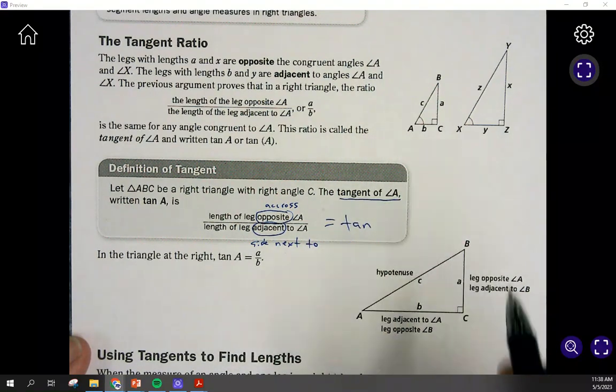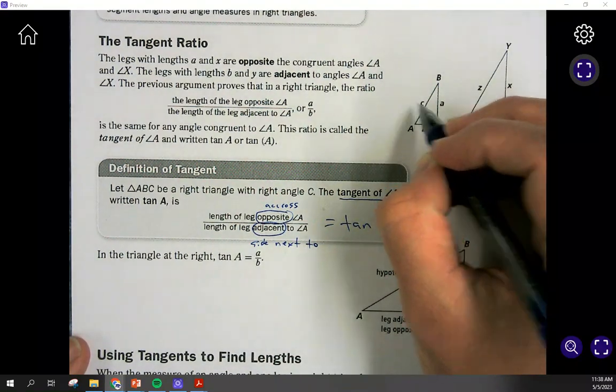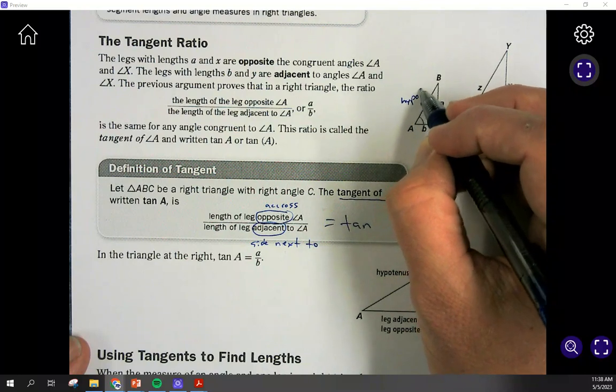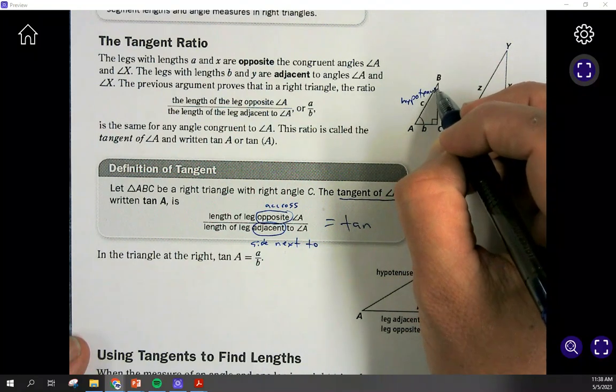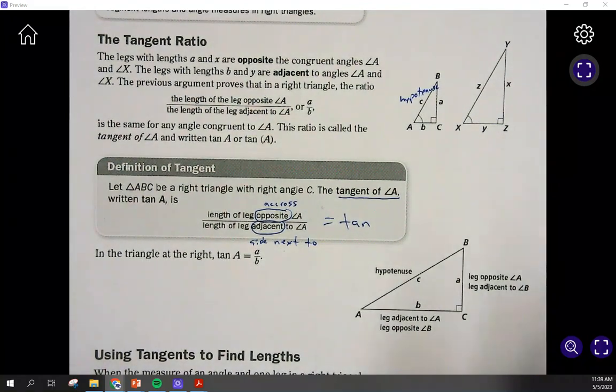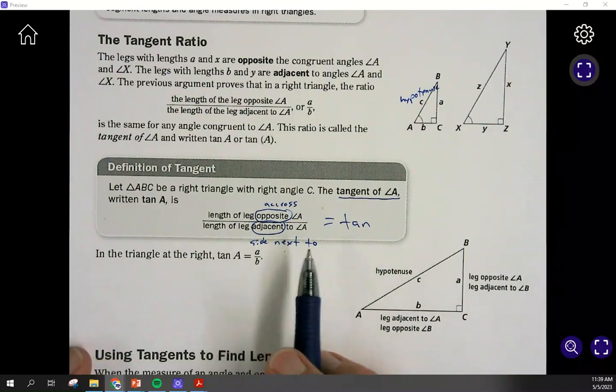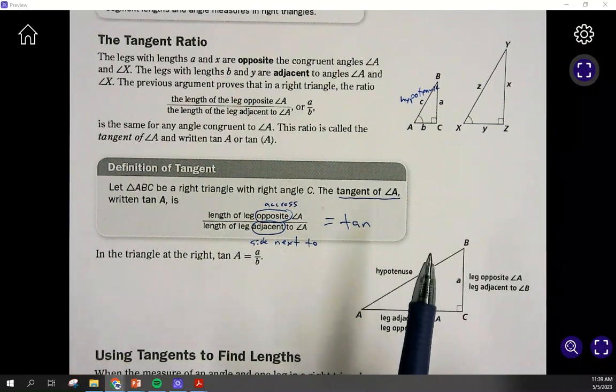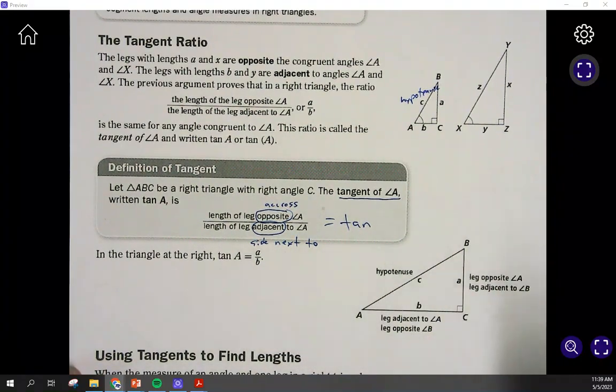Now, every one of these right triangles also has a hypotenuse. And for the tangent, we are not using the hypotenuse. We will use it for sine and cosine, but for tangent, we will not. So when we're looking for the one that's next to it, we're not going to pick the hypotenuse. We're never going to use the hypotenuse for tangent.